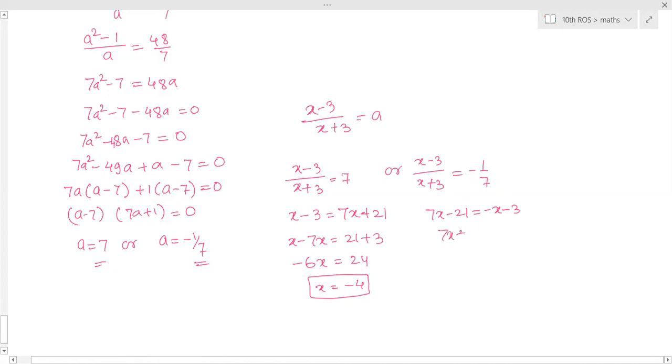So 7x plus x is equal to minus 3 plus 21. 8x is equal to 18. X is equal to 18 by 8. That is 9. 2 nines are 2 fours, so 9 by 4. These are the two values of x.